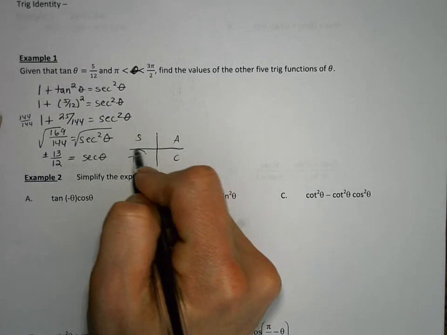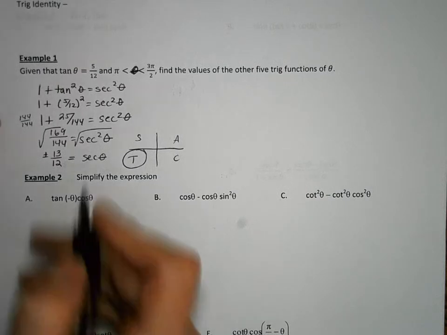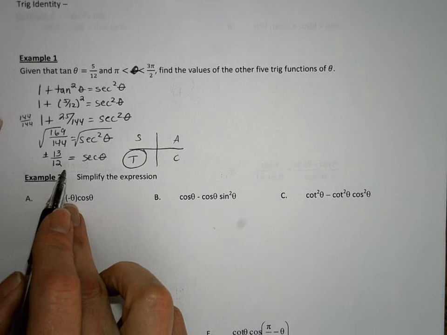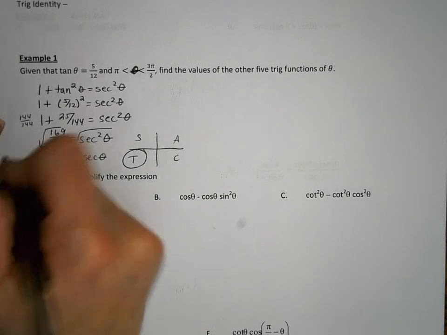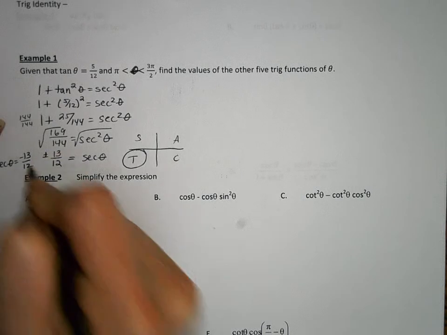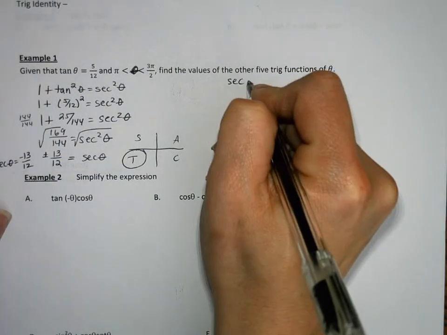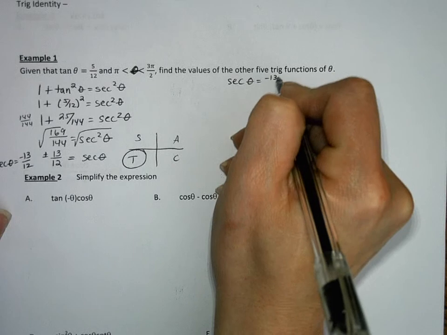Third quadrant, okay? Third quadrant is a T. Should tangent be positive? You bet. What does that mean about secant? It better be negative. So I don't want plus or minus 13/12. I want the secant of theta to be negative 13/12.